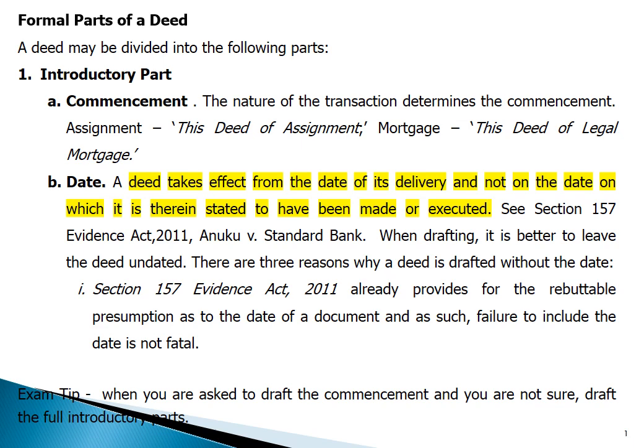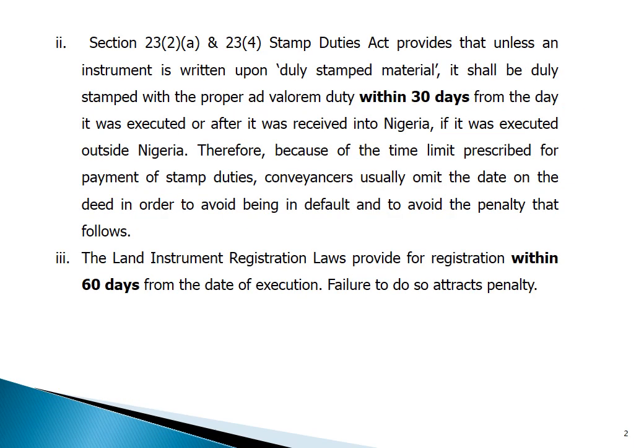There are three reasons why a deed is drafted without the date. 1. Section 157 Evidence Act already provides for the rebuttable presumption as to the date of a document, and as such, failure to include the date is not fatal. 2. Section 23 sub 2A and 23 sub 4 Stamp Duties Act provides that unless an instrument is written upon duly stamped material, it shall be duly stamped with the proper ad valorem duty within 30 days from the day it was executed or after it was shipped into Nigeria, if it was executed outside Nigeria.